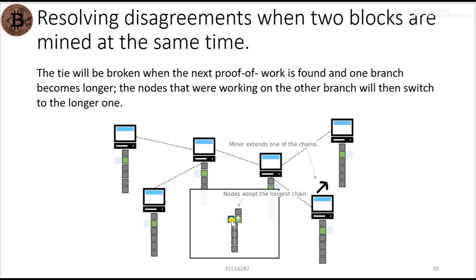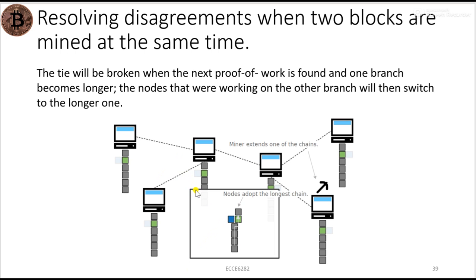Okay, now which one is accepted? This tie will be broken when the next proof of work is found, like on top of which block the next block will be added. Here on top of green the next block has been added, but on top of blue no next block has been added. Before a new block could be added on blue, a new block had already been added on green. So this blue will be considered an orphan block, and it will be removed from the blockchain, and all the transactions that are part of the blue will not be considered valid transactions.